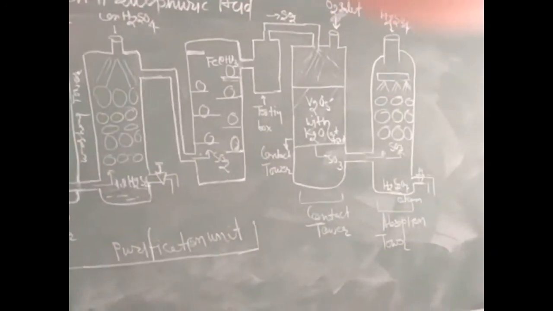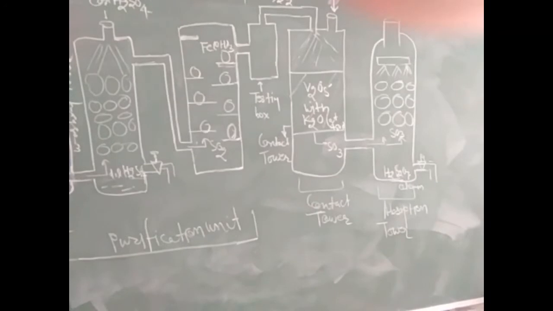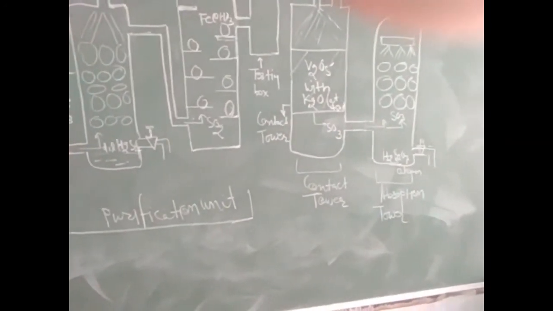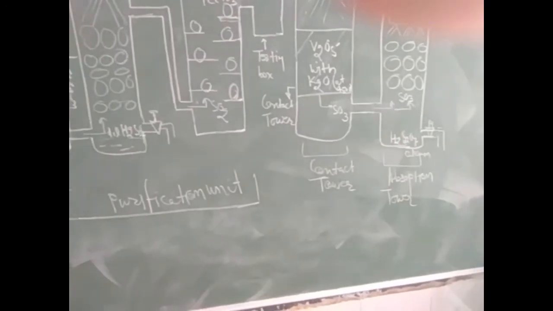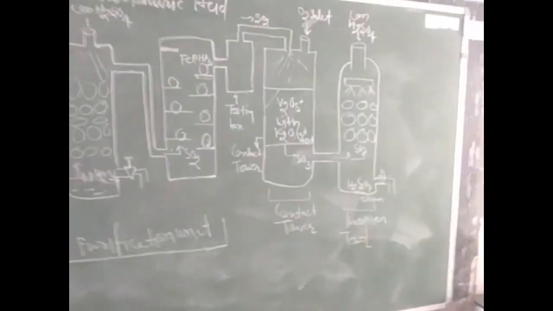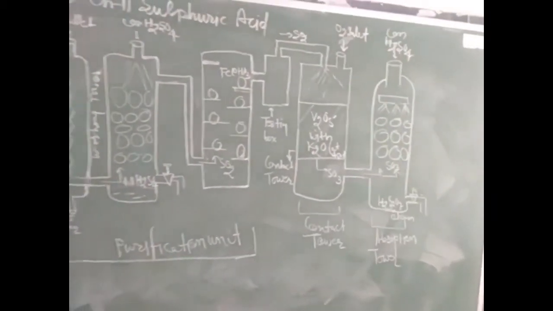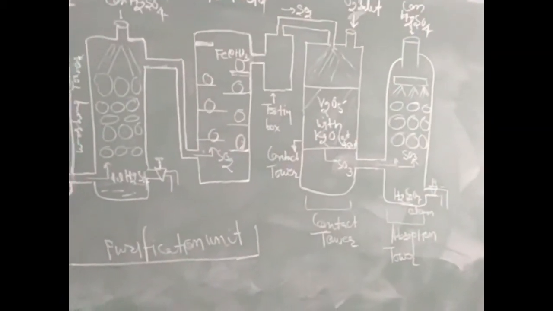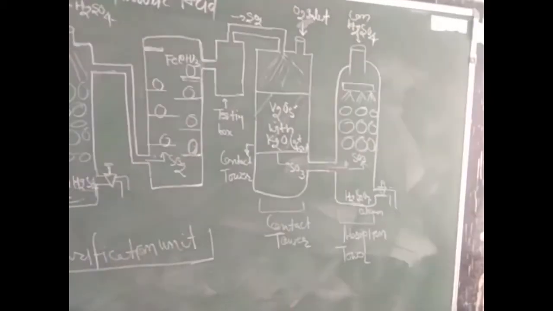Here we can watch the vanadium pentoxide with the help of promoter K2O, potassium oxide, that enhances the catalytic activity of vanadium pentoxide. We watch that formation of sulfur trioxide takes place along with release of heat. Now we come to the fourth chamber.